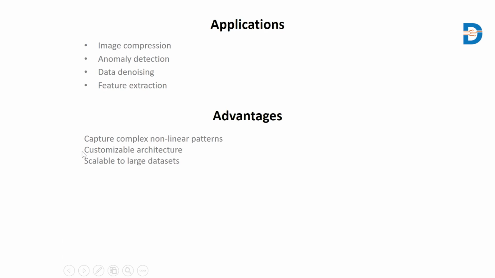Some advantages of autoencoders: they capture complex non-linear patterns, and have customizable architecture. Since it's totally based on a neural network, we can customize the architecture. They are scalable to large datasets, so they work well on large datasets and find complex patterns. So this is a technique we can use for dimension reduction.